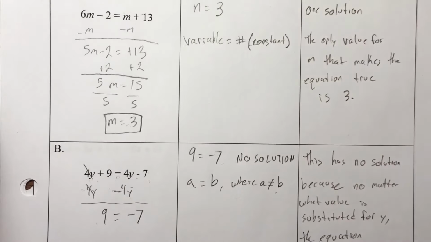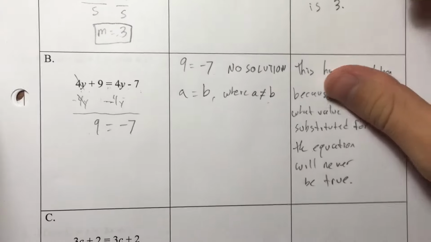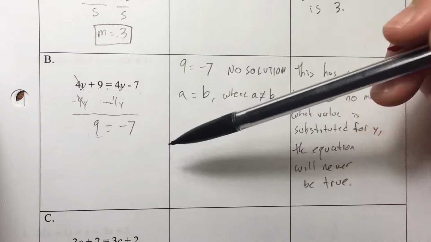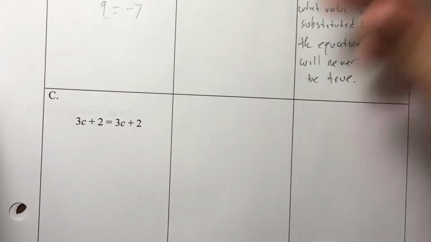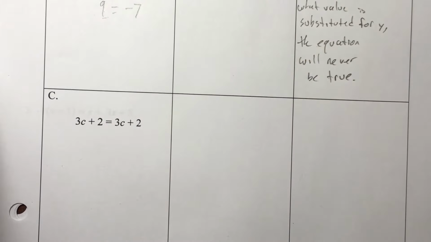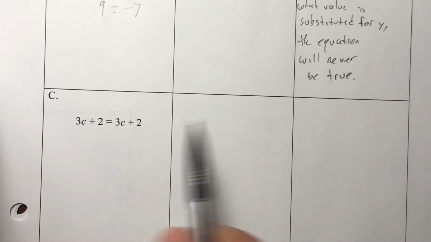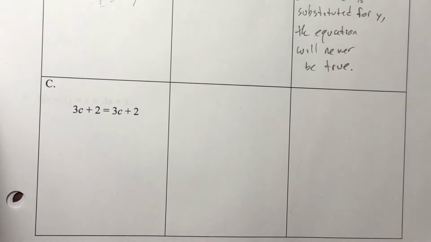So just a quick recap, we have one solution. This is the one that we're used to, where we get our variable equal to some number. We also found that we have equations that will have no solution, where we get two numbers equal to each other, but those numbers are different. And then you're probably seeing where this is going, but we have one more type of equation. We have 3c plus 2 equals 3c plus 2. Right away you might notice that we have the same thing on both sides, but just for convenience's sake, let's try and do the same thing.